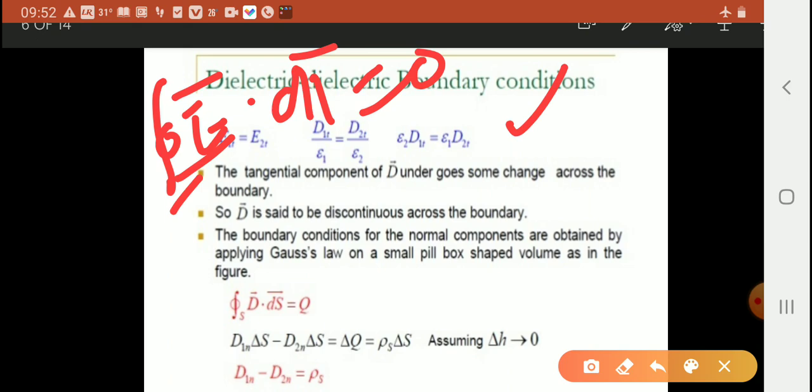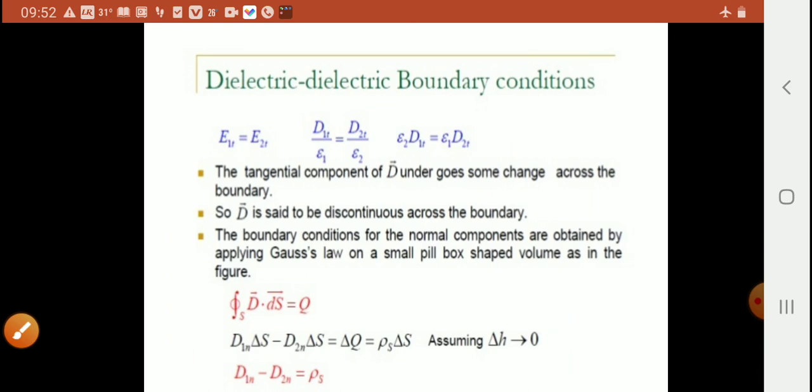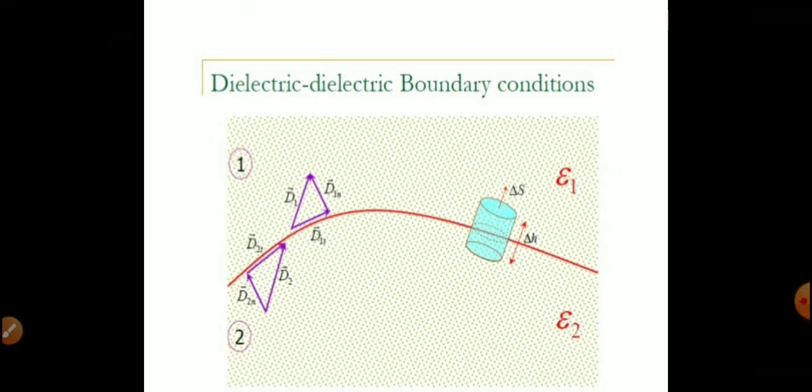The boundary condition for the normal component is obtained by applying Gauss's law on a small pillbox shaped volume as in the figure. Closed surface integral D dot dS equals Q. So D1n del S minus D2n del S equals del Q equals rho s del S. Assume del H equals 0. When the height equals 0, D1n minus D2n equals rho s. This is the figure.